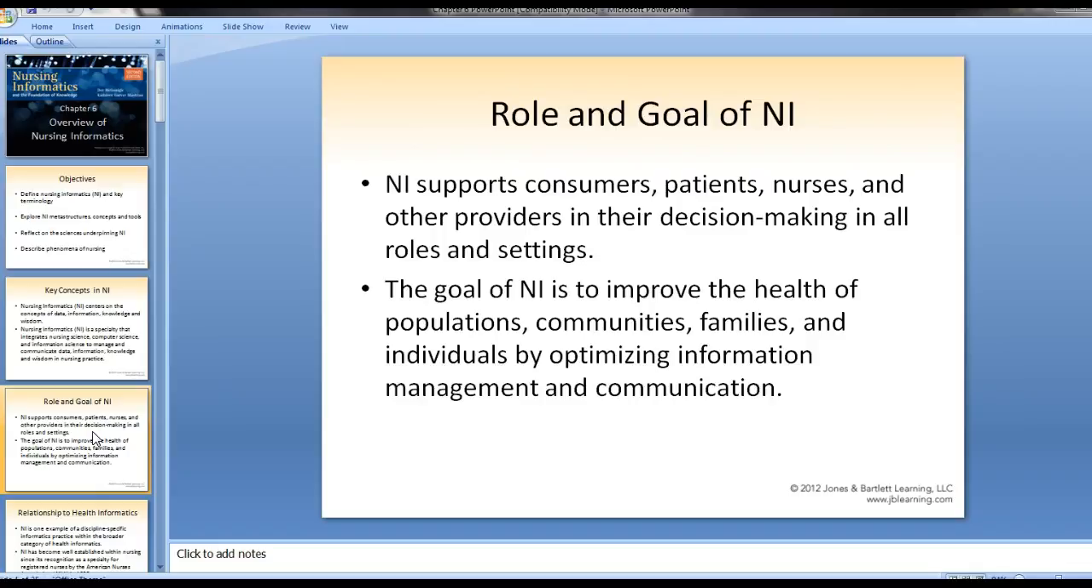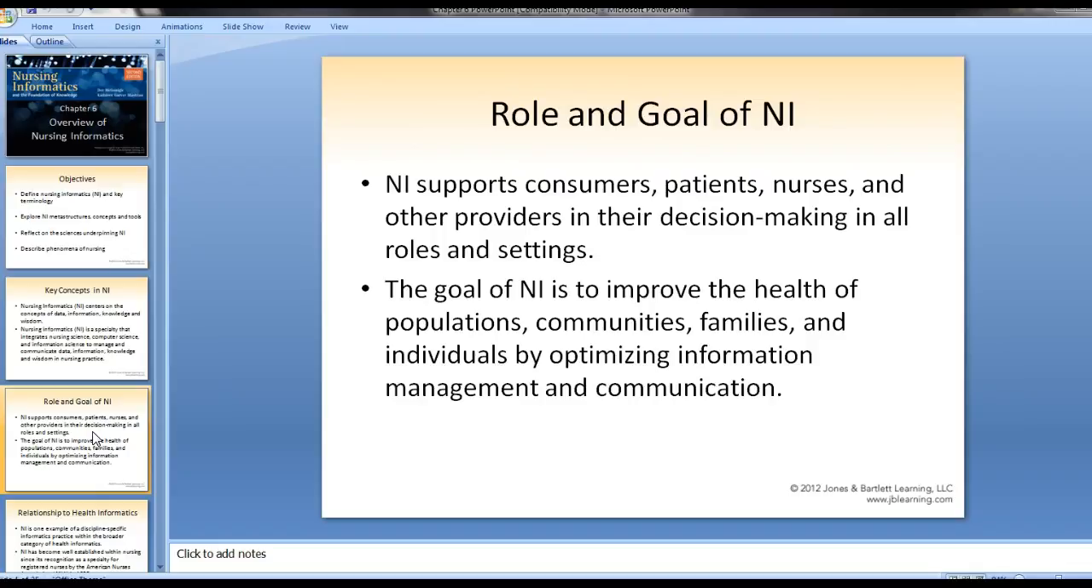Nursing informatics is going to support consumers, so people who use healthcare, patients, other nurses, and other providers in their decision making in all the roles and settings. And you notice that when you look at your EMR, you have all these different tools that help better patient care and also help you communicate with other disciplines in healthcare, whether it be dietary by setting the order for somebody's diet, whether it's trends in people's vital signs and the doctor can access it, or even consumers or patients looking at your MyChart.